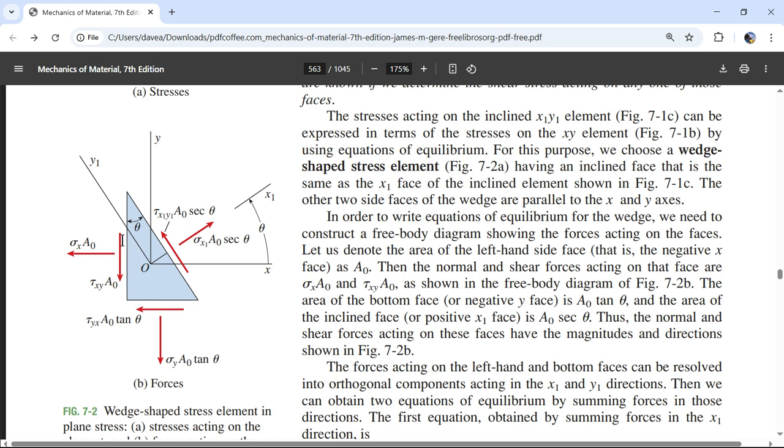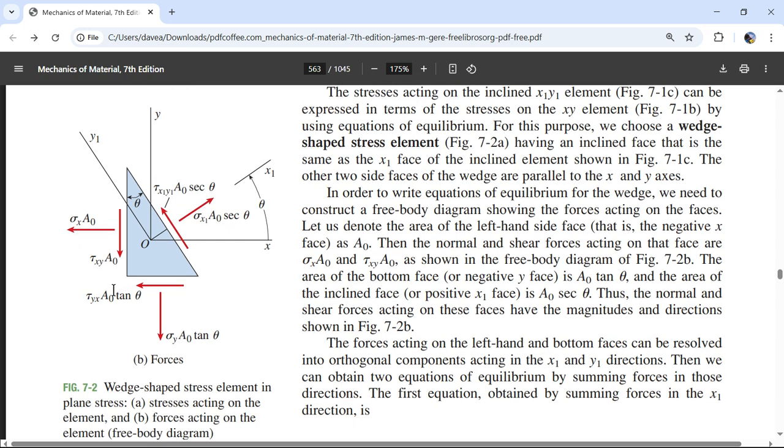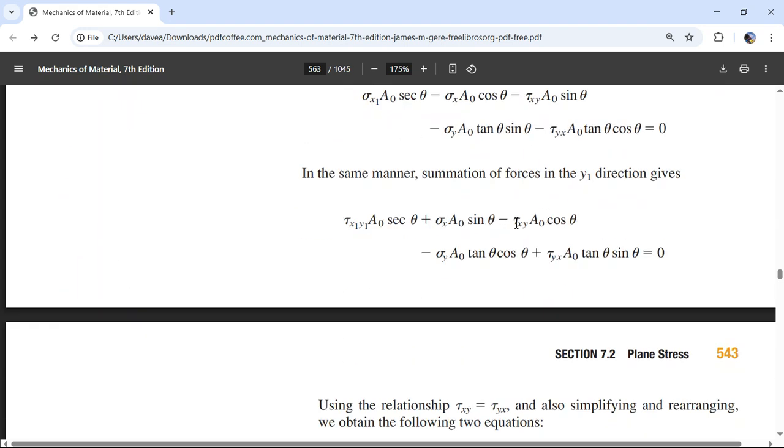It's going to be in the negative direction, and we want the cosine of theta. So negative tau xy a naught cosine theta. All right, so we got our first three terms, the last two, sigma y.